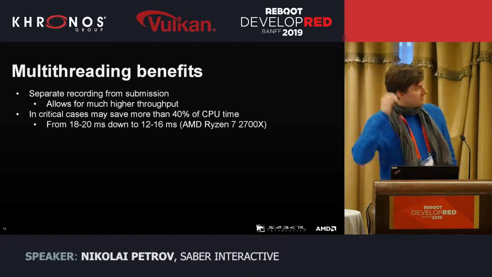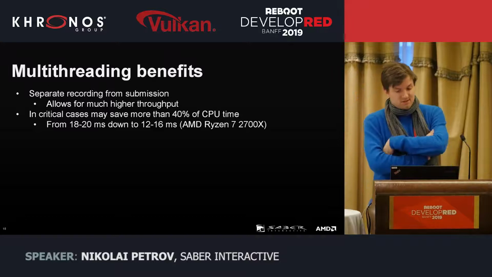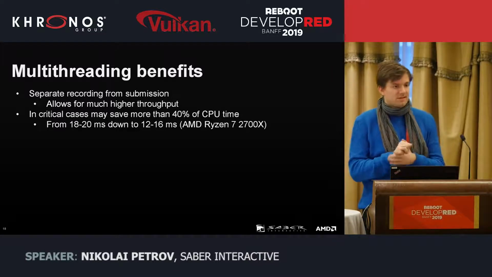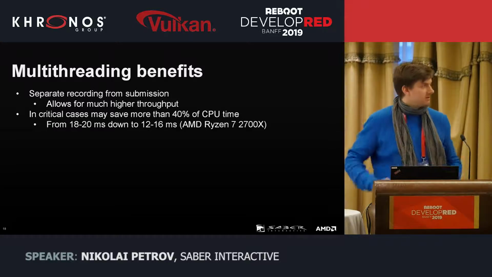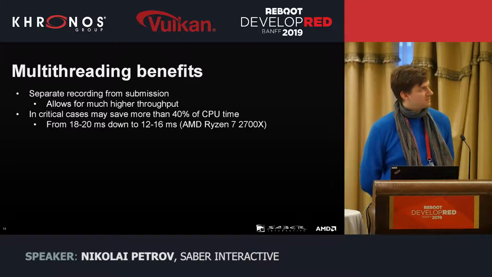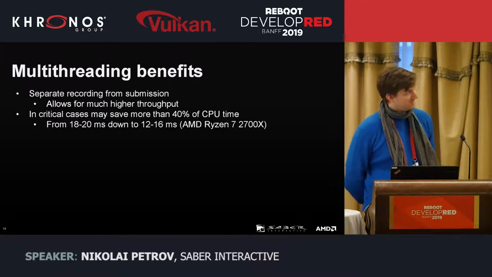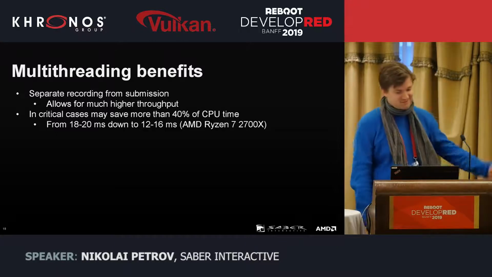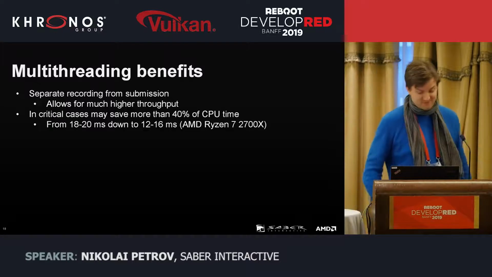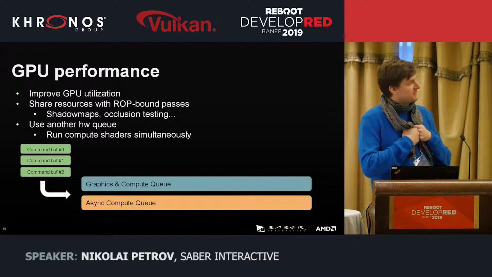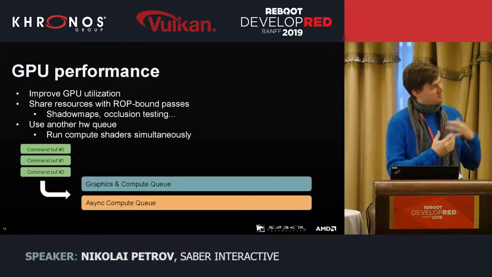To summarize, I can say that Vulkan gives a great opportunity for the CPU-bound application. Because of no driver-side validation, we can spend the time on the stuff that really matters. In our case, it can save up to 40% of CPU time. These are the numbers from the AMD Ryzen 7 family CPU. Okay, let's move forward. Now it's time to talk about the GPU performance.